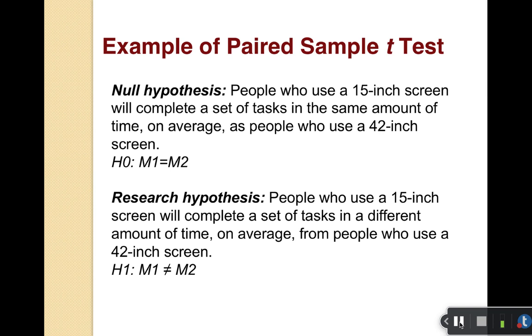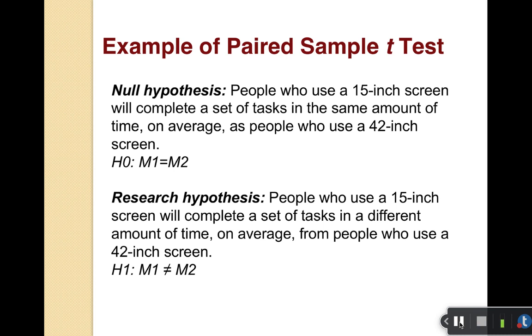Again, our null hypothesis is always saying there will be no difference. So you could say something like, people who use the 15-inch monitor will complete tasks in the same amount of time as people using the 42-inch monitor. So our means would be equal regardless of which condition you're in.